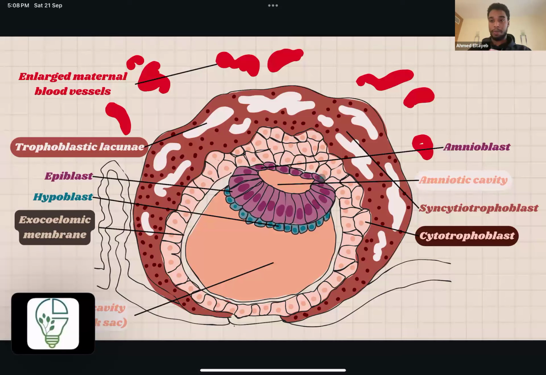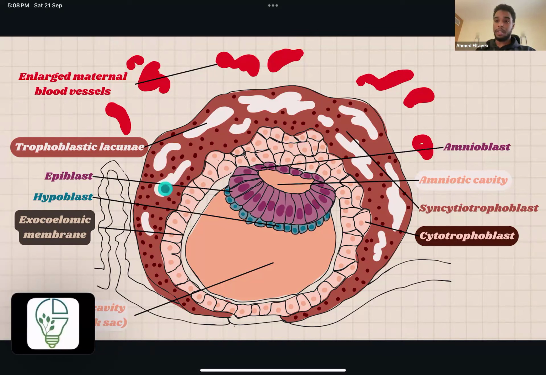The syncytial trophoblast, I forgot to mention as well, doesn't actually undergo mitosis. It's the cytotrophoblast. The cytotrophoblast proliferates, and then its cells squeeze upwards into the syncytial trophoblast, okay? So the cytotrophoblast at the embryonic pole, you can see it has more layers. It starts proliferating more, and then this contributes to the syncytial trophoblast and makes it bigger, okay?